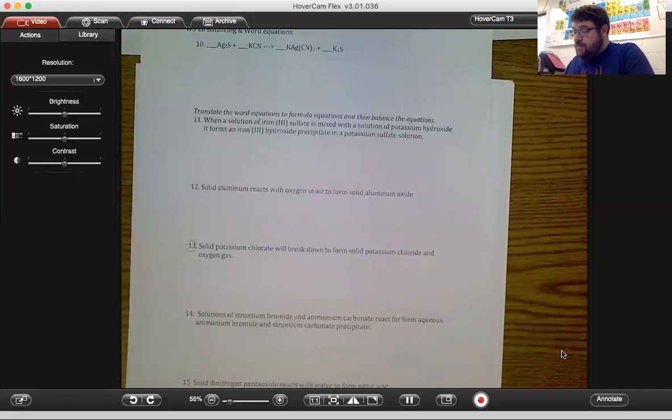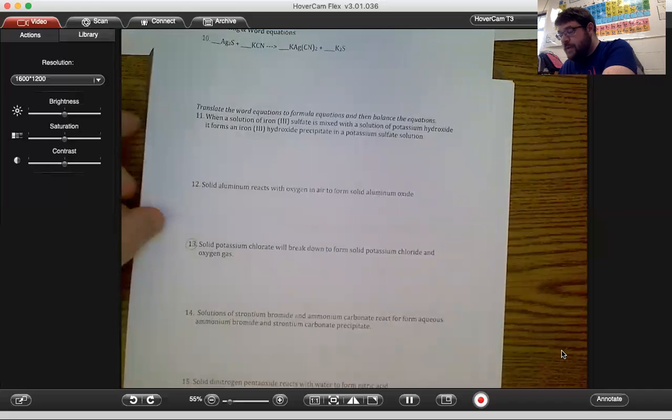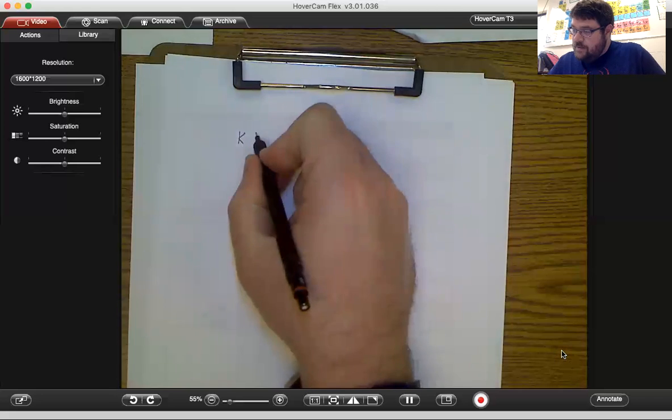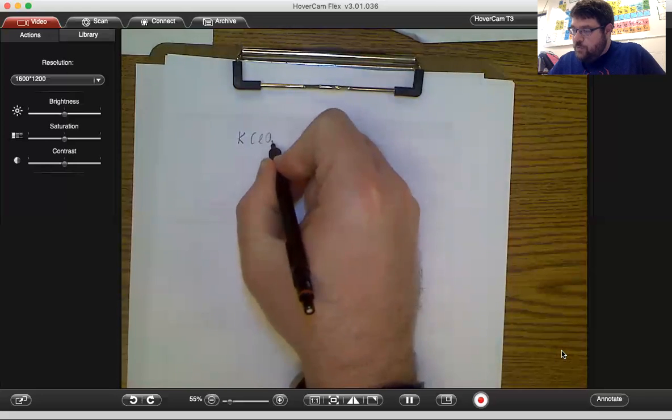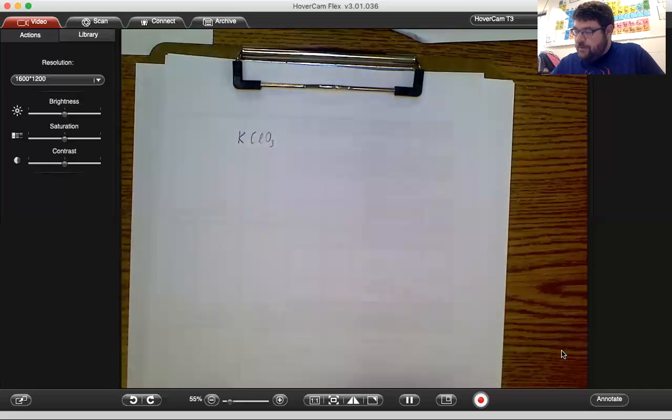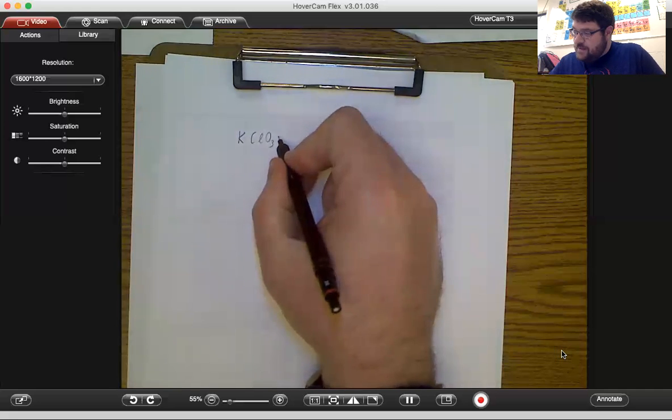So 13 is the one I was supposed to do with you. Solid potassium chlorate will break down to form solid potassium chloride and oxygen gas. Okay, not too bad. Let's translate that into formulas first. Okay, potassium chlorate. Well, potassium is K. Chlorate, ClO3. That has a -1 charge. That has a +1 charge. There's no problem there.